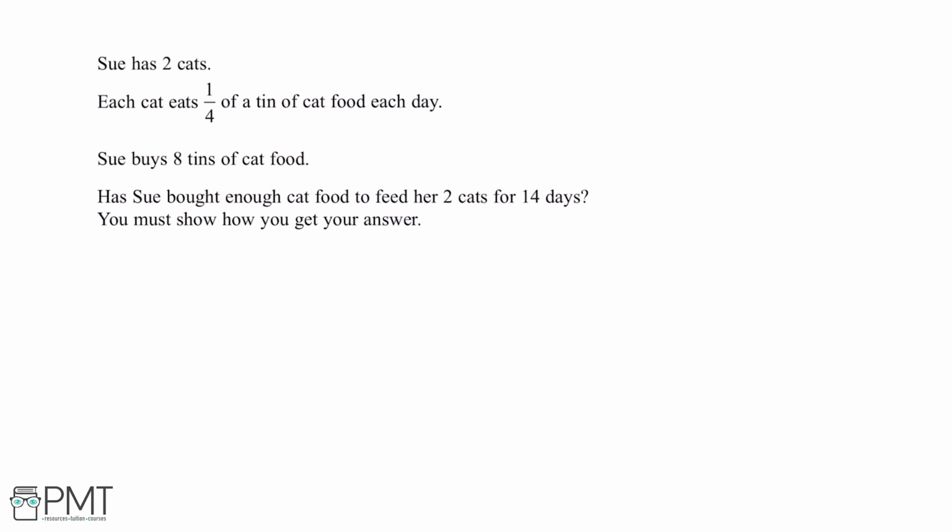So the first thing we can work out for this question is how many tins of cat food 2 cats will eat each day. So if 1 cat will eat a quarter of a tin of cat food each day, and Sue has 2 cats, then if we multiply a quarter by 2, this will tell us how many tins of cat food her 2 cats will eat in 1 day. And 2 multiplied by 1 over 4 is equal to 2 over 4, which is equal to a half. So therefore, 2 cats will eat half a tin of cat food per day between them.